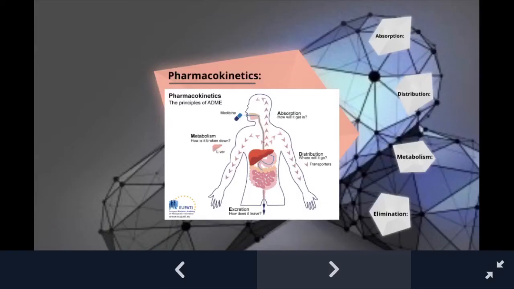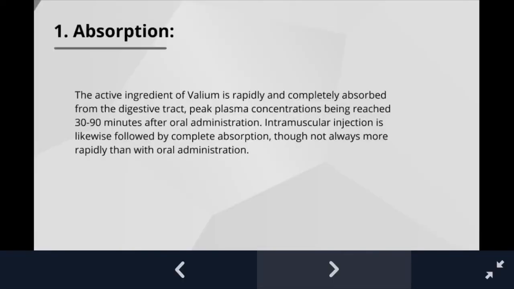And now we will talk about the pharmacokinetics. First, the absorption. The active ingredient of Valium is rapidly and completely absorbed from the digestive tract. Peak plasma concentration is reached 30 to 90 minutes after oral administration. Intramuscular injection is likewise followed by complete absorption, though not always more rapidly than with oral administration.